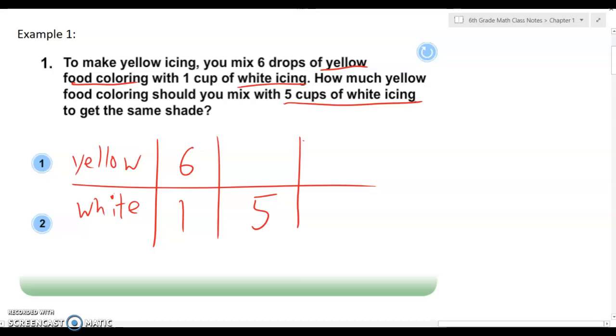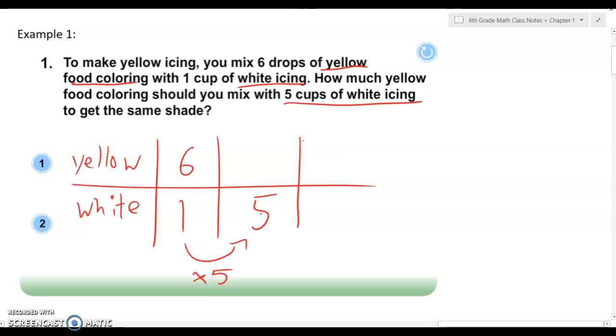So here's how you finish off this problem, all right? So we need to figure out what goes in that empty box on top of the 5. So you think to yourself, okay, you're creating an equivalent ratio is essentially what you're doing. You have 6 over 1 equals something over 5. So you think to yourself, okay, what can I multiply or divide by to get from 1 to 5? Well, 1 times 5 is 5.